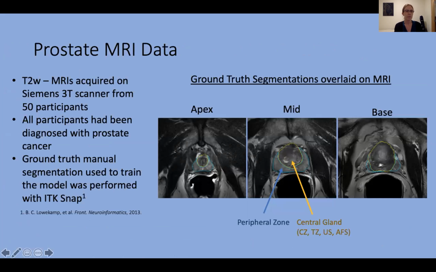So for this study, we've acquired MRI scans from 50 participants, all of whom had been diagnosed with prostate cancer. And as part of the algorithm to detect and diagnose prostate cancer, it's helpful to have segmentations of the prostate into these two different zones. And while it's possible to do this manually, it's very time consuming and requires some expertise. And so it's impractical. Because of this, we're developing convolutional neural networks to perform multi-zone segmentation. And for training data, I've actually manually segmented 50 of these cases using ITK-SNAP.